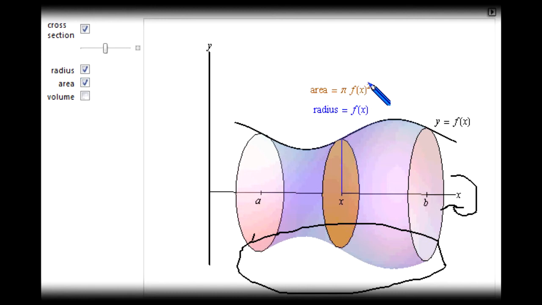But we need to find the volume using integration from a to b, and we will get the integral from a to b of pi f(x) squared dx.